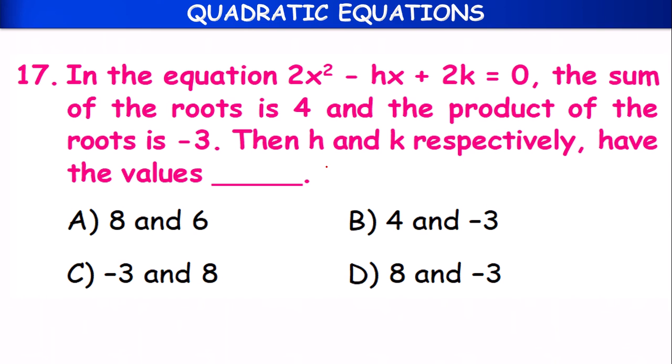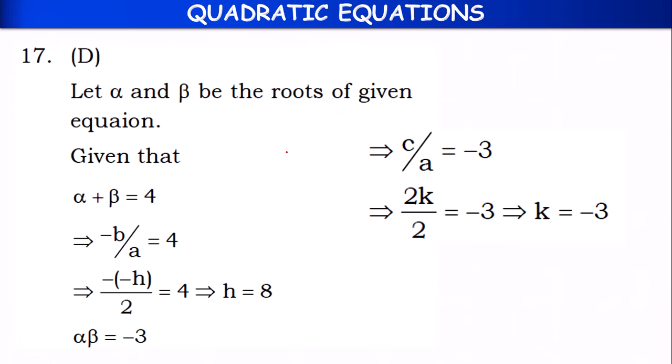Next, children. In the equation 2x square minus hx plus 2k equal to 0, the sum of the roots is 4 and the product of the roots is minus 3. Then h and k respectively have the values what? So the sum of the roots and the product of the roots are given. We have to find the values of h and k. Let alpha and beta be the roots of the given equation, children.